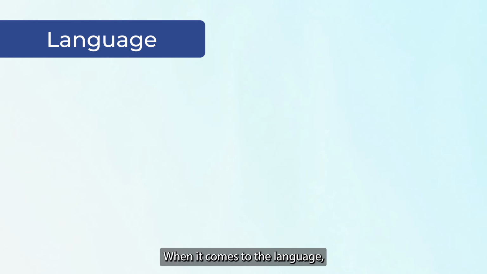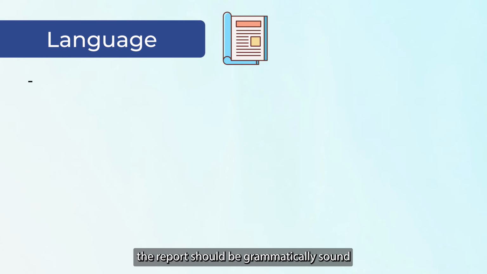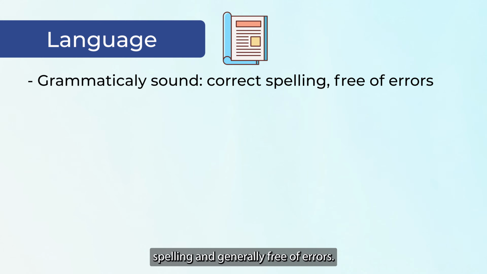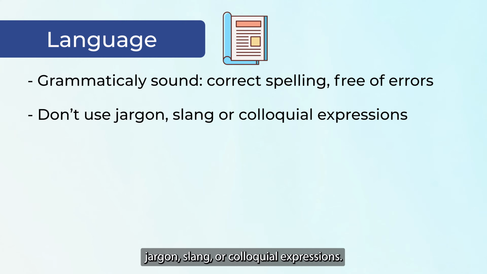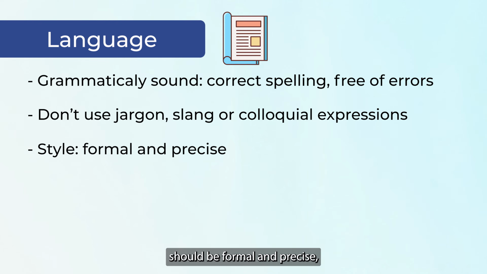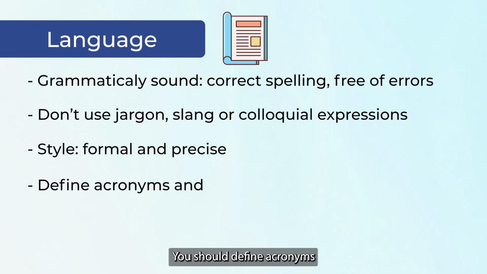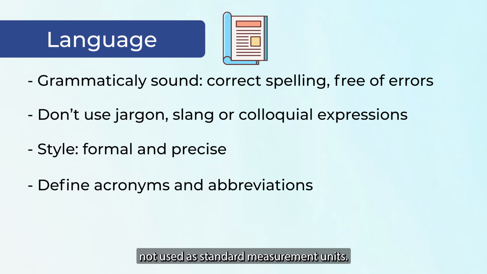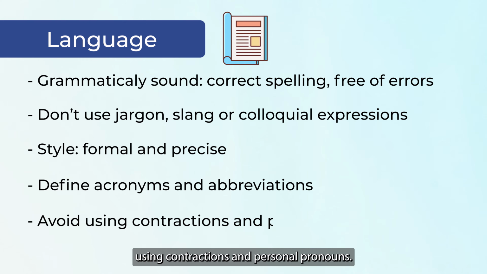When it comes to the language, the report should be grammatically sound, with correct spelling and generally free of errors. You shouldn't be using jargon, slang, or colloquial expressions. The style of writing should be formal and precise, so that the meaning of sentences is clear and with no unnecessary information. You should define acronyms and any abbreviations not used as standard measurement units. You should also avoid using contractions and personal pronouns.